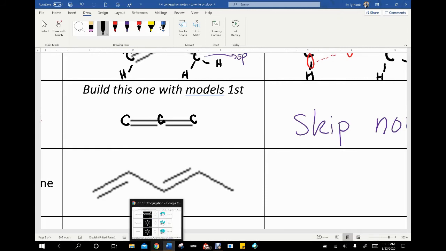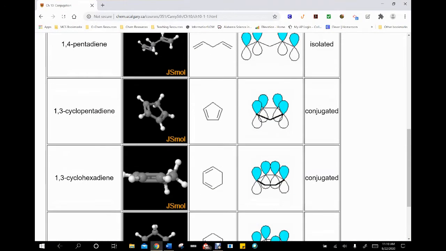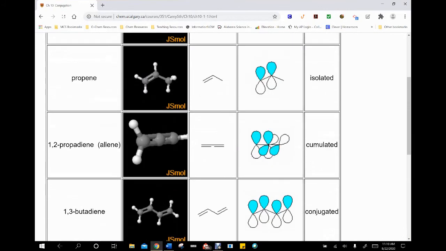So let me pull back up my little thing here, and let's go up to that one. Here it is. So here is 1,2-propadiene, or allene. Let me turn it on its side right quick. What you'll notice is that those double bonds create kind of a line throughout the molecule. Now, the end carbons each have 2 hydrogens attached.